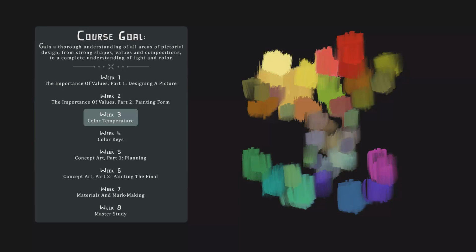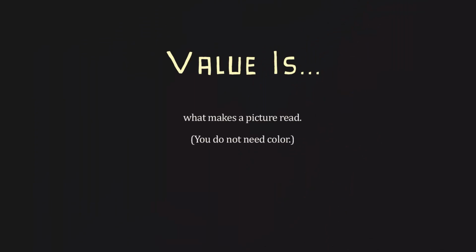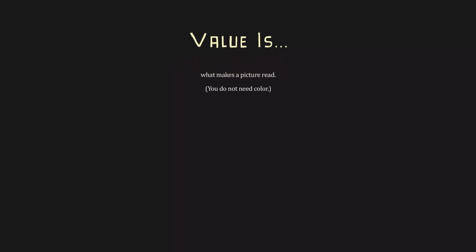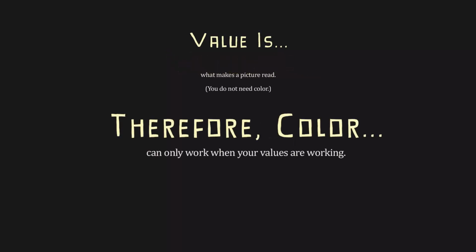Remember how last week began with this basic truth, that value is what makes a picture read and you don't need color? I want us all to keep that in mind this week, but let's add to it. This means that color can only work when your values are working. That is the basic truth that's going to bind everything together this week.